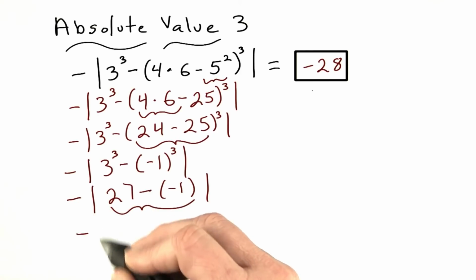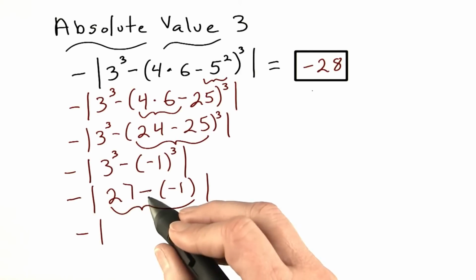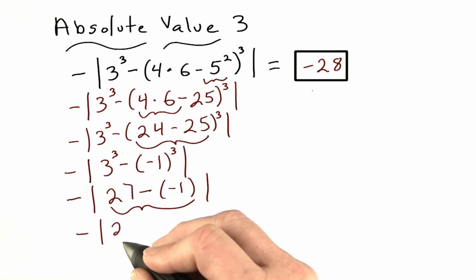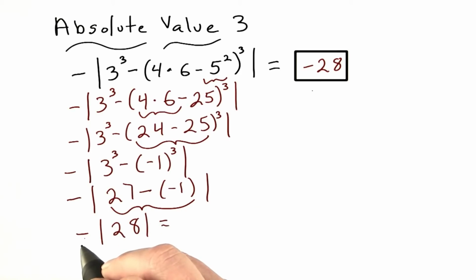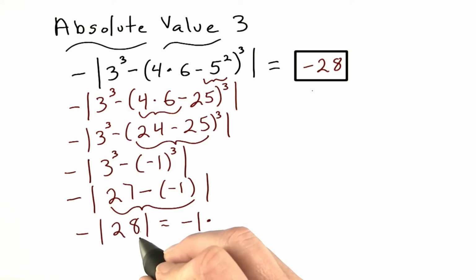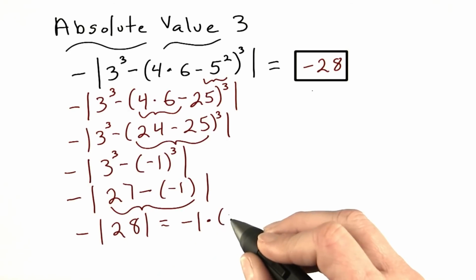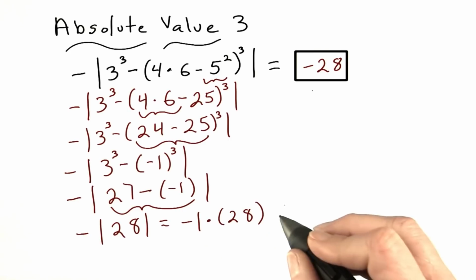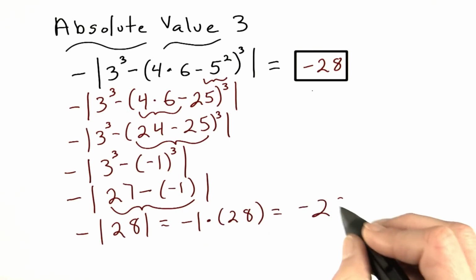So I have negative the absolute value of 27 minus a negative 1, which is 28. From here, remember that this negative out front actually means negative 1 times, and the absolute value of 28 is 28. So I have negative 1 times 28, which gives me negative 28.